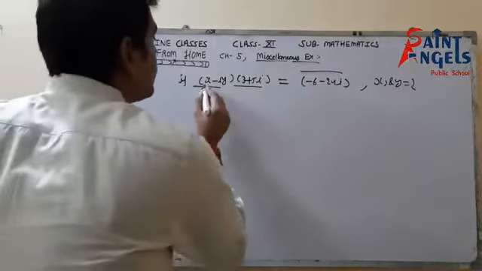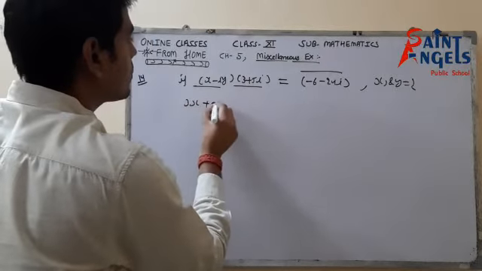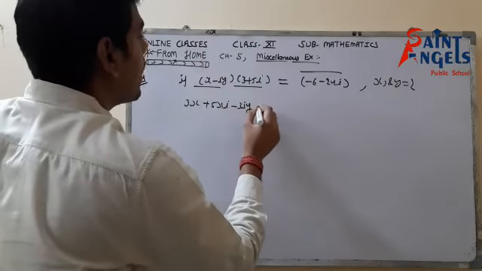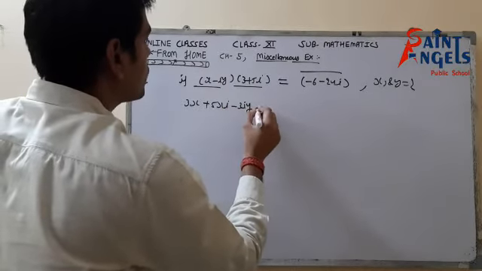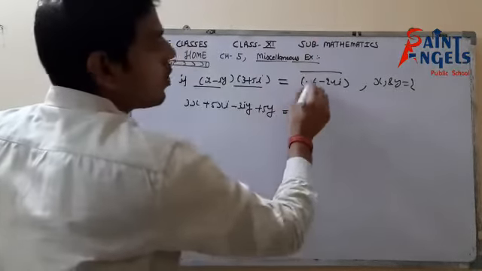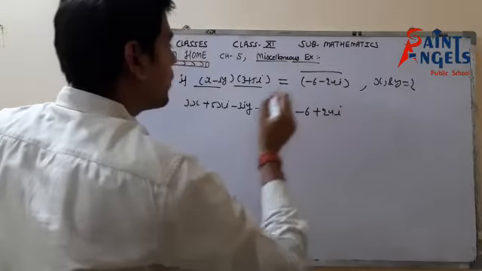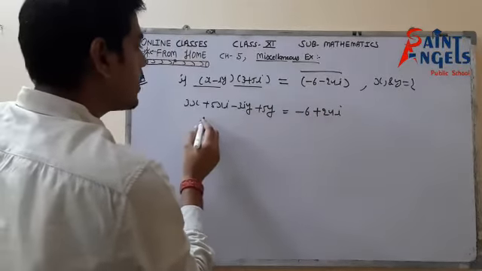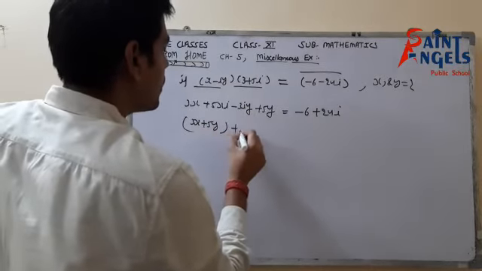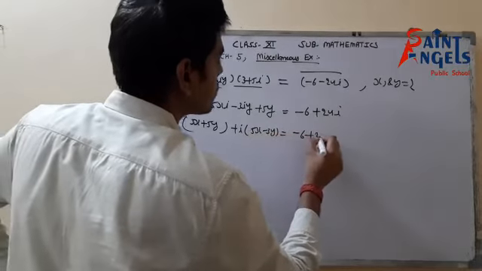Okay, so this means that it is 3x plus 5x iota minus 3 iota y and minus times iota is plus, so plus 5y equals, but the conjugate of this would be minus 6 plus 24 iota. Now compare the real part, which is 3x plus 5y. The imaginary part is 5x minus 3y equals minus 6 plus 24.